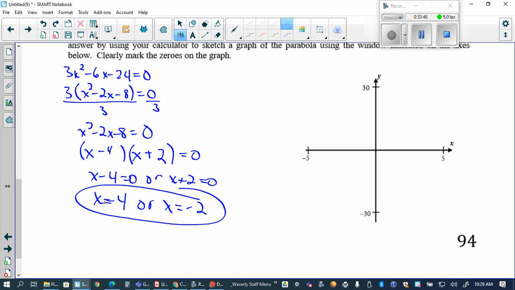So what we need to do then is they want us to put it in the calculator, make this your window, right? Remember how to go to window settings? X from -5 to 5, Y -30 to 30. And there is a function in analyze graph that should allow you to find the zeros.